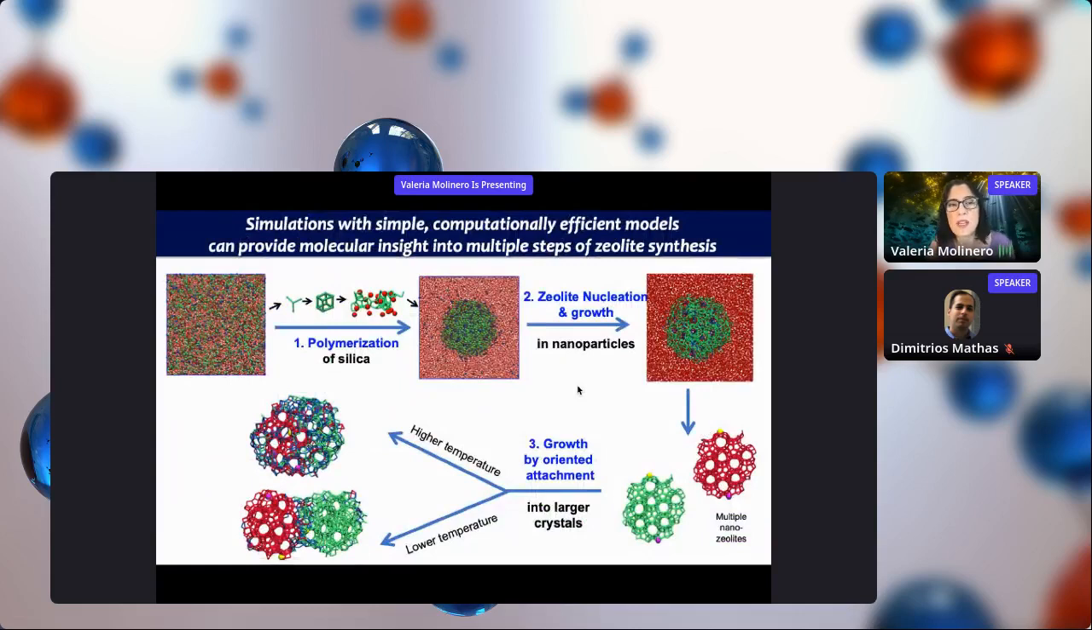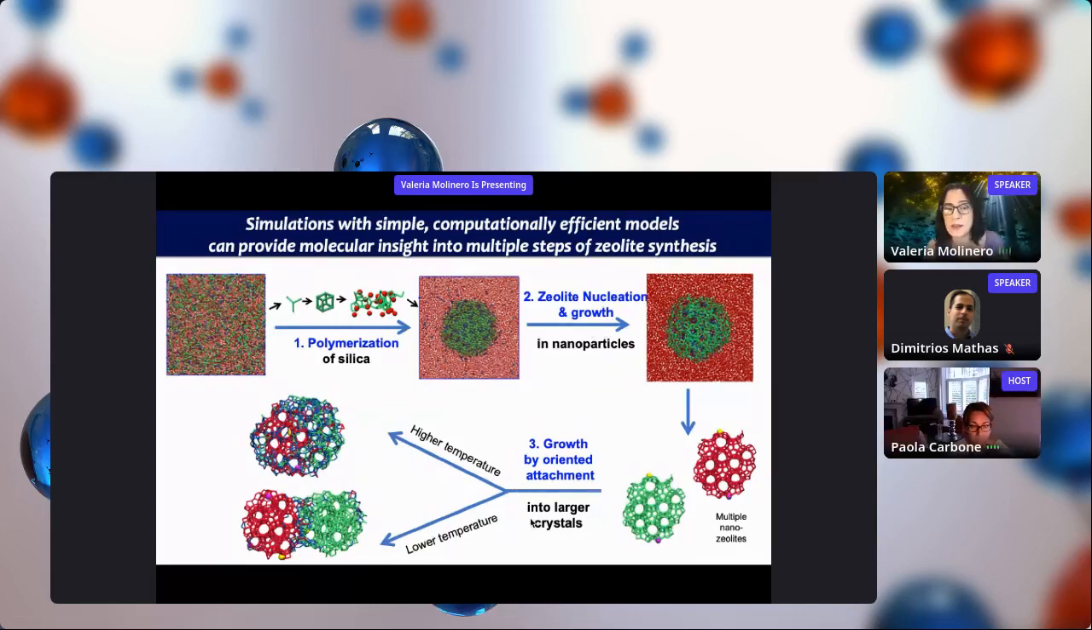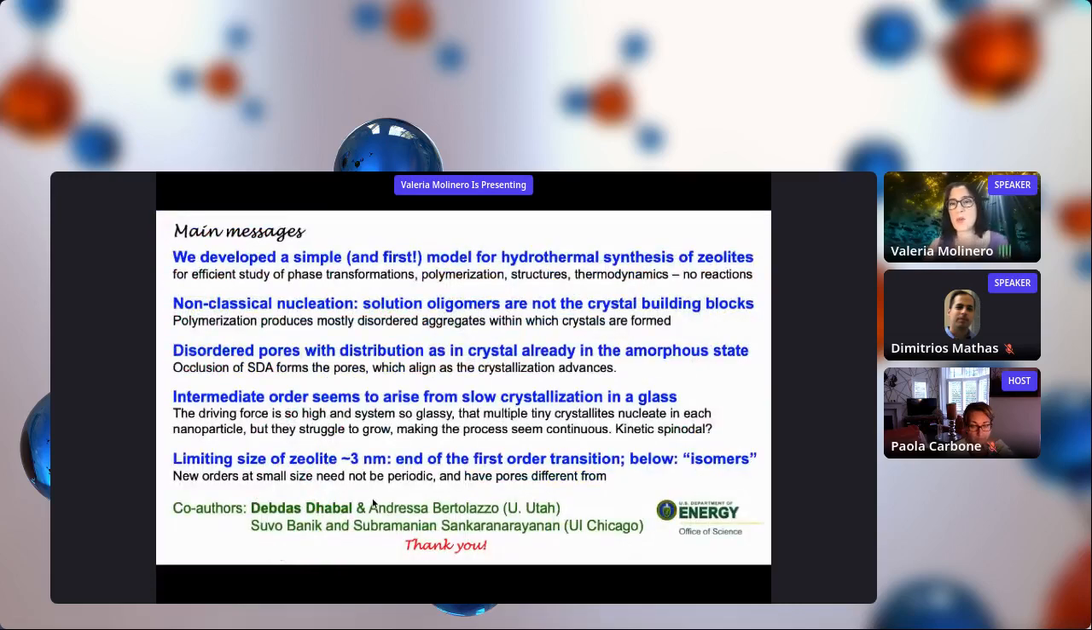So I hope I convinced you that we can do simulations with a very simple and computationally efficient model that provides molecular insights into multiple steps of zeolite synthesis. I showed you a little bit about polymerization, a little bit about nucleation and growth, and nothing about the oriented growth and attachment that we can also do with these models. But in summary, we can address with molecular simulations for the first time the hydrothermal synthesis of zeolites, and this is because we developed a very simple model, the first one ever, for hydrothermal synthesis of zeolites. And this is good for the phase transitions, polymerization, structure, and thermodynamics.